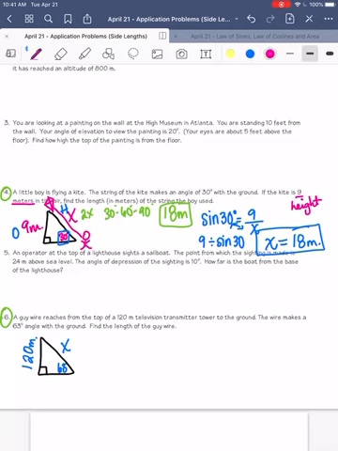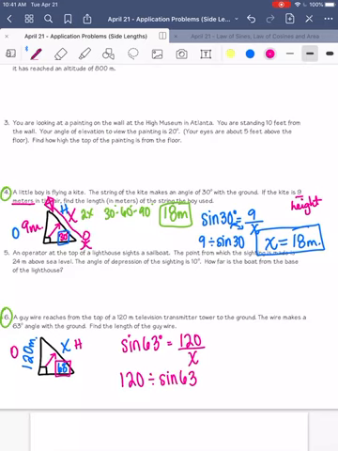All right, so now according to our 63, this would be labeled O and this would be labeled H, because it's directly across from the right angle, as was this one. All right, so which one uses O and H? That's also sine again. So sine 63 degrees equals O over H. They just happen to be very similarly set up. This is a divide as well.